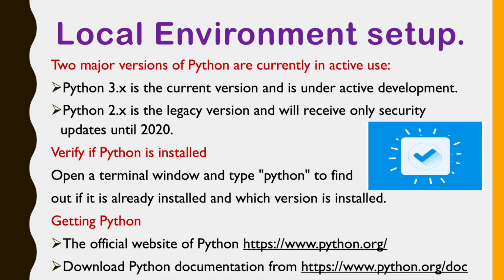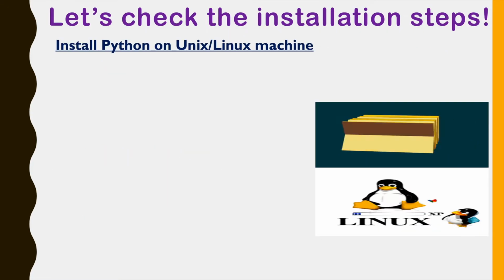is available on the official website of Python. You can download the Python documentation from www.python.org/doc. The documentation is available in HTML, PDF, and PostScript formats. So let's check the installation steps.